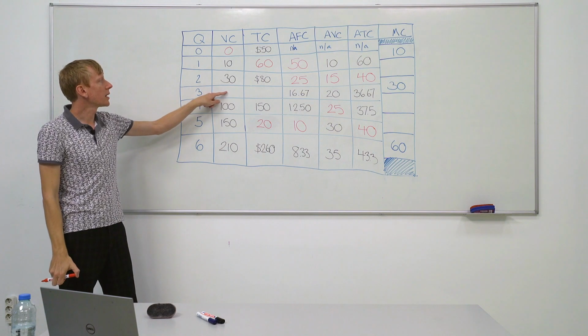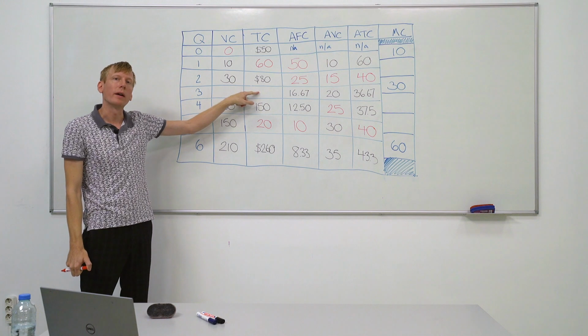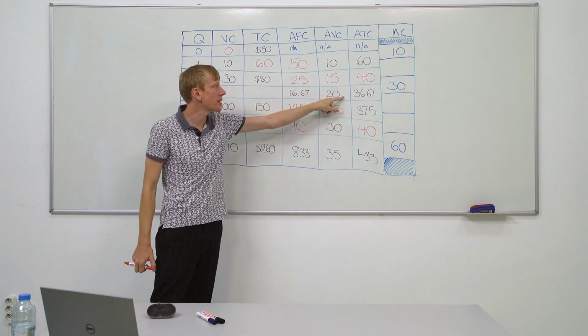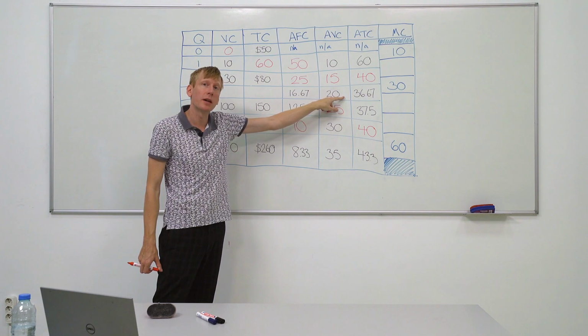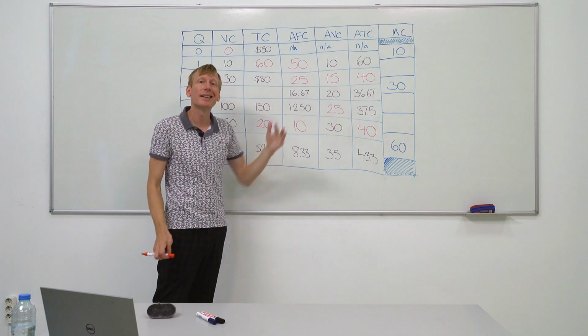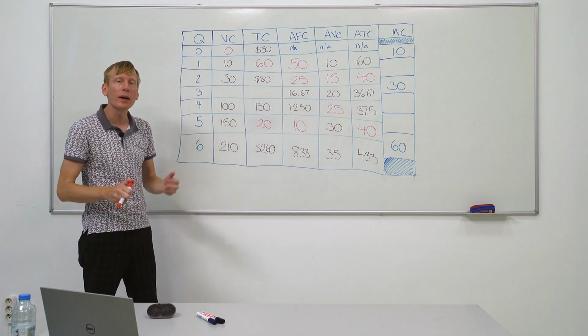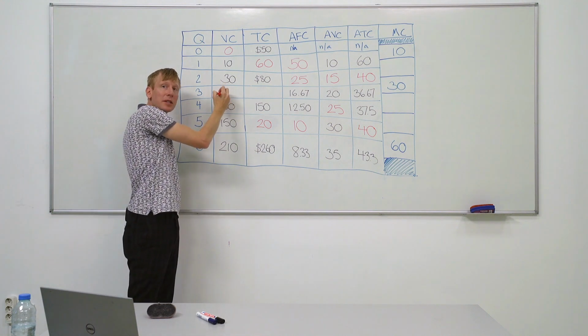Next, how can we calculate this variable cost and total cost for a quantity of 3? Well, now we know what our average variable cost is, it's 20. And our variable cost must just be our average variable cost times the quantity that we produce. If the average is 20 and we produce 3 units, our variable cost must be 60.